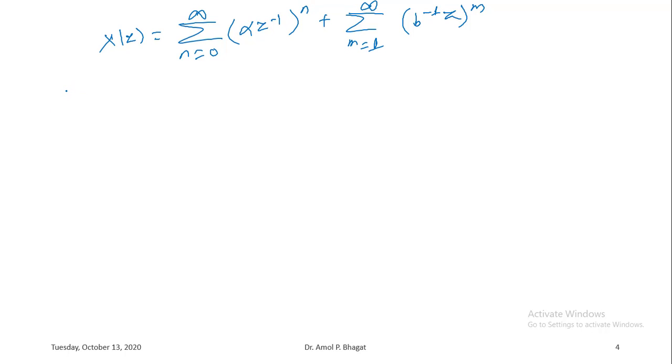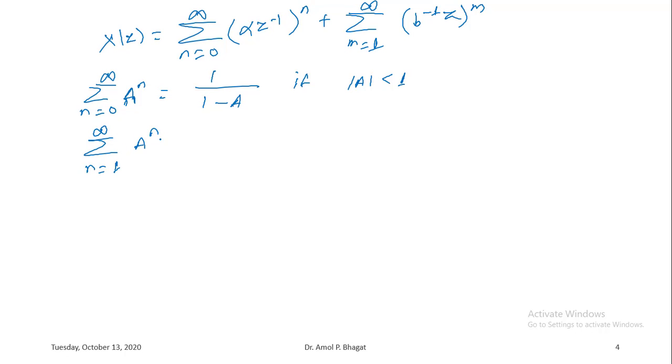So we are seeing this geometric series where the summation n is equals to 0 to infinity a to the power n, this series, you can replace it with 1 upon 1 minus a if mod a is less than 1, and for the geometric series n is equals to 1 to infinity a to the power n, you can replace it with a upon 1 minus a. Okay, we have discussed these two in the last session, if mod a is less than 1.